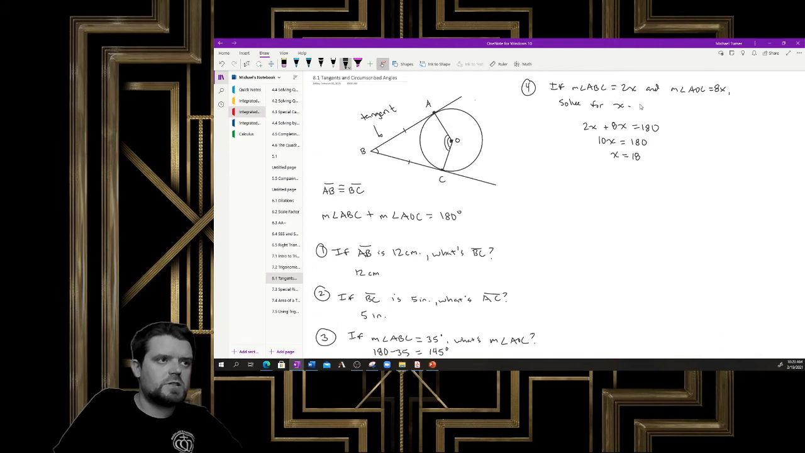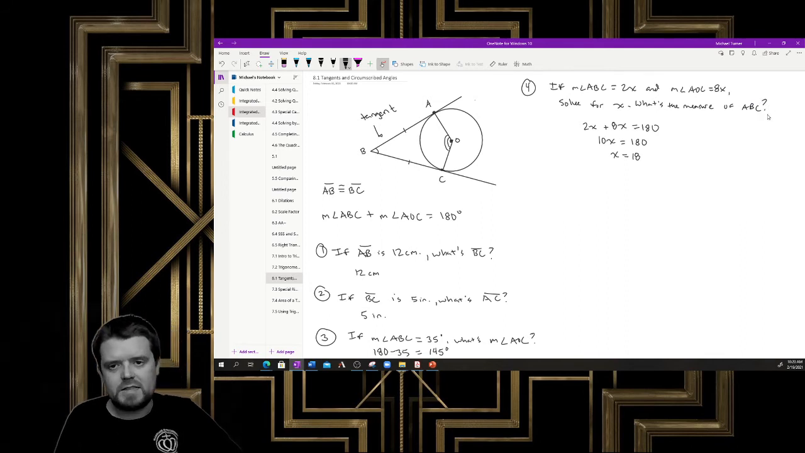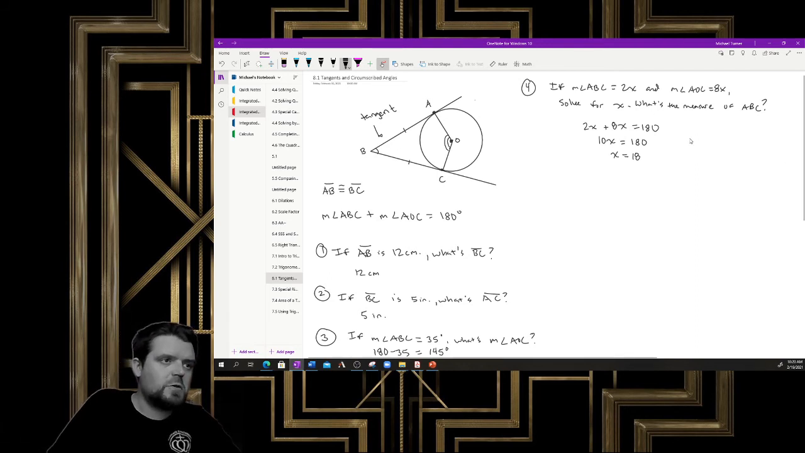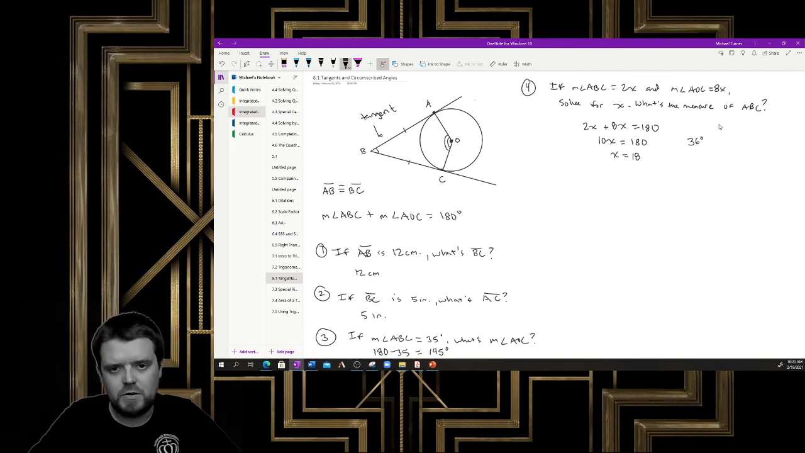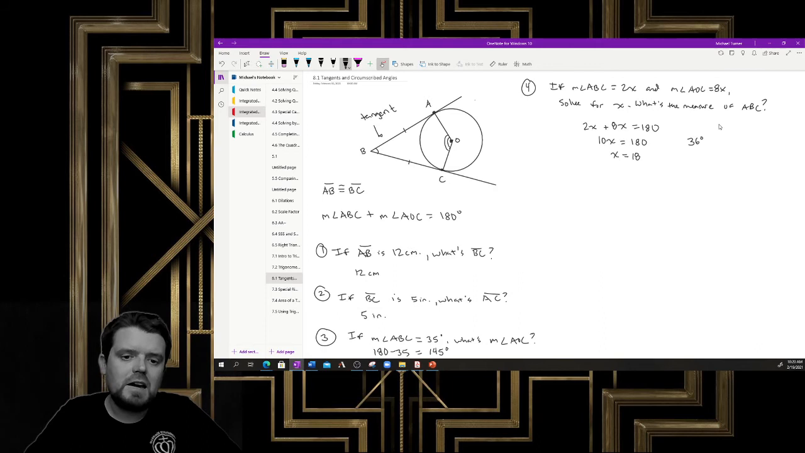Usually in these types of questions, it'll be a two-parter, so it might say solve for x, and then maybe it also says, what's the measure of, say, ABC. So we have to solve for x, that's the first part, and then once we find x, we can plug it in to find either of those angles. ABC is 2x, so 2 times 18 would give me 36 degrees. Okay. So that's half of your assignment, first 6 questions or so.